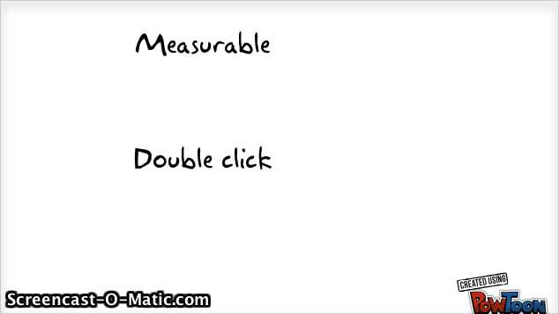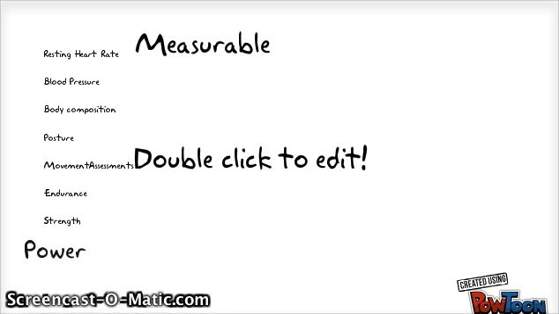Next, we look at measurable. This is where we get into all of the assessments you have been learning. And I left that double click to edit on there because your list should be longer than this. So for example, I have a friend that works in a coffee shop. She goes, my resting heart rate's 120. And I go, oh my gosh, your resting heart rate's 120. Is there anything wrong? She goes, oh no, that's my normal resting heart rate.